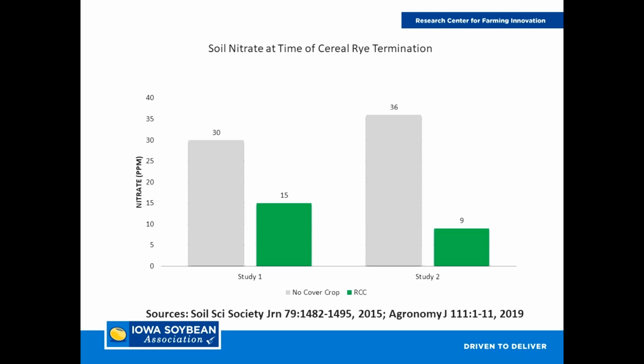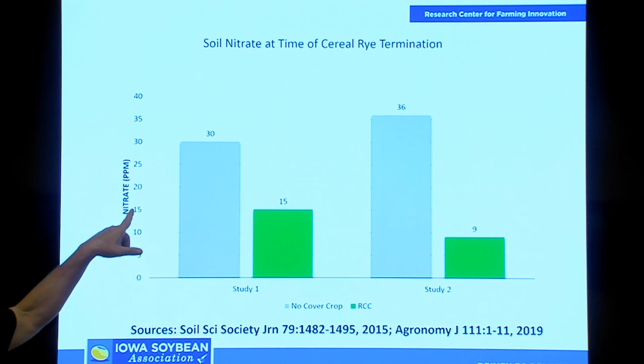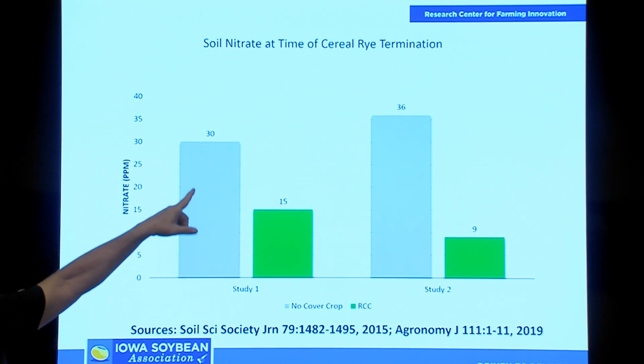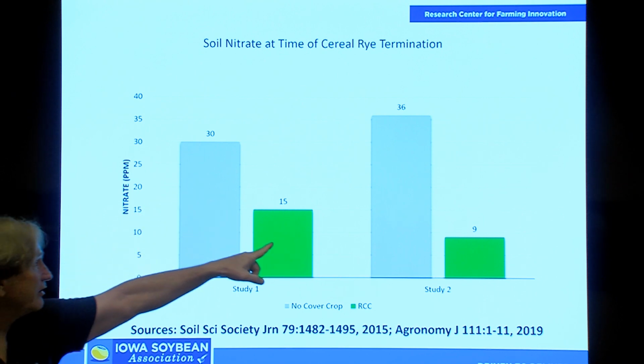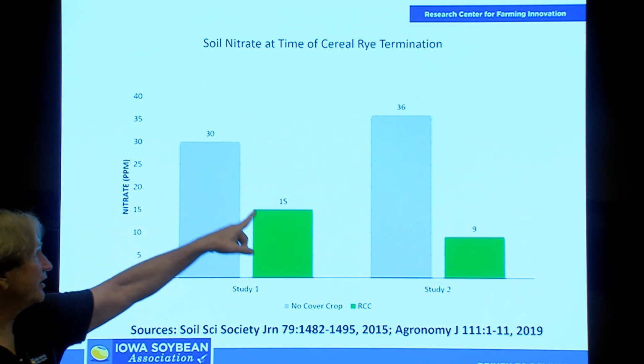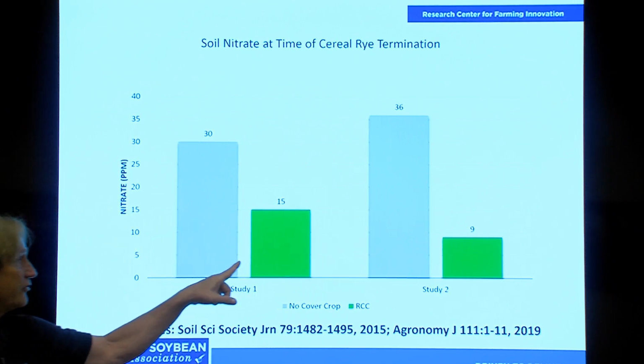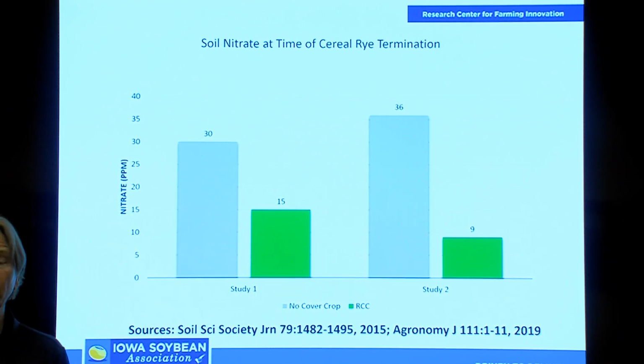Okay, I want to talk a little bit now about how we manage cover crops, especially corn following cover crops. These are 2 studies that were published, and this is nitrate in the soil. This is the no cover crop comparison, and then this is with cover crop. What I want you to see in both of these studies is that cover crops significantly reduce the amount of free nitrate in the soil profile. And that's a good thing. That's what we want cover crops to do.